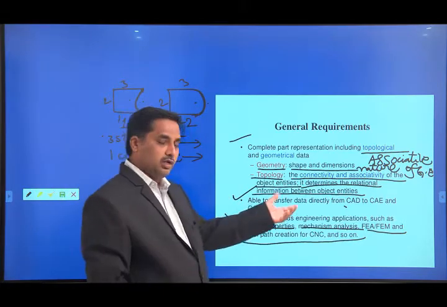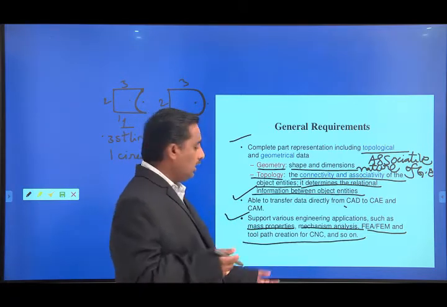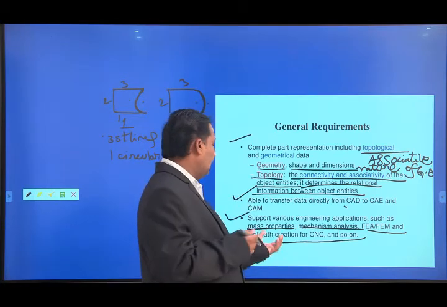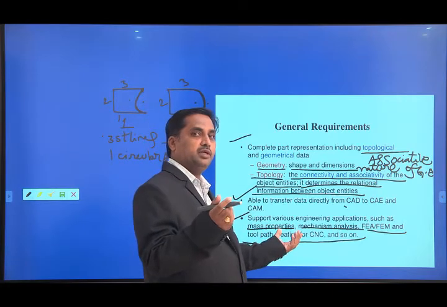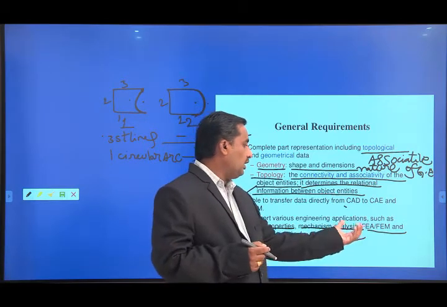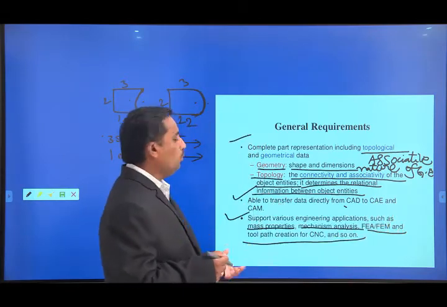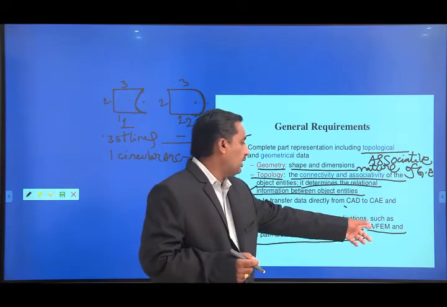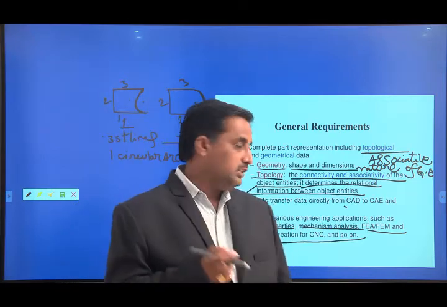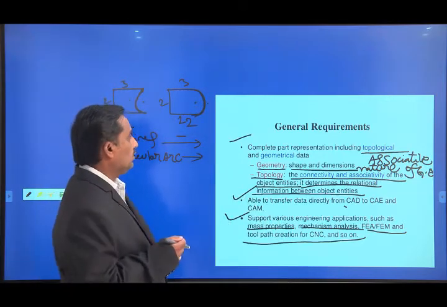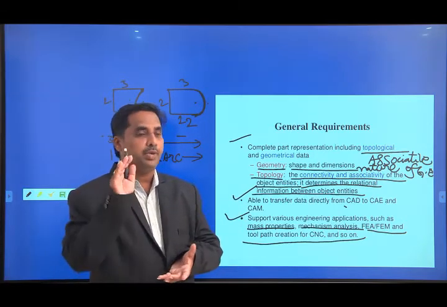The model component must be applicable to know the mass properties: the mass of the object, weight of the object, density and so on, and also mechanism analysis like FEA, finite element analysis or finite element methods, and also tool path generation. This is for measuring, these are for analysis, these are for modeling. So for design, modeling, analysis and creation, the model component should be compatible.